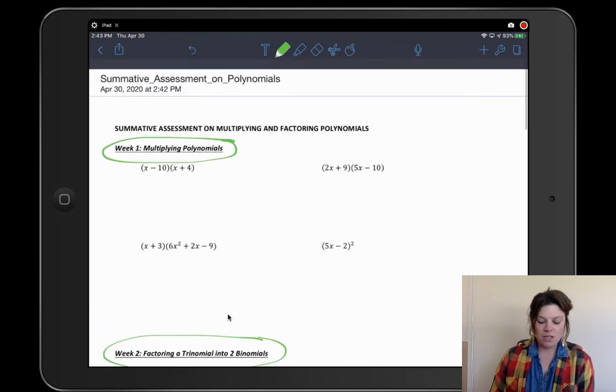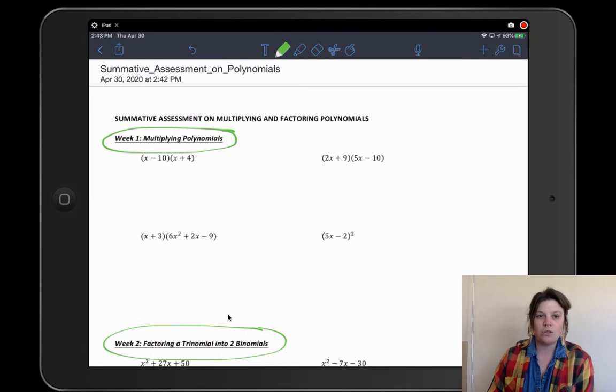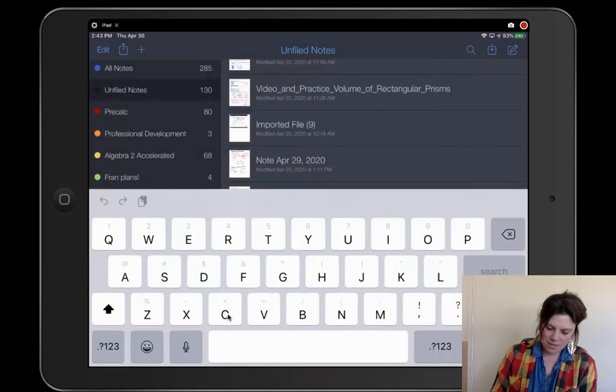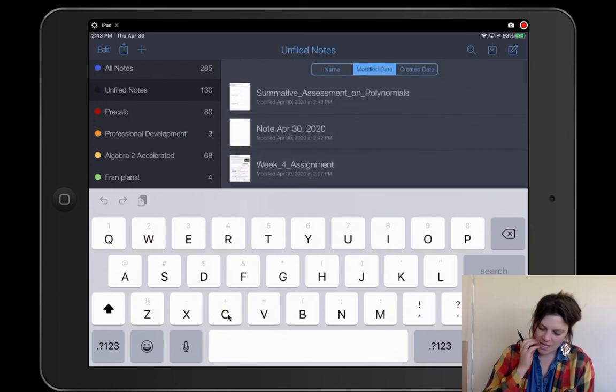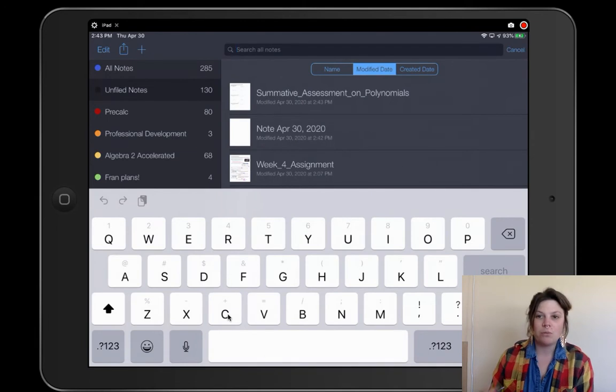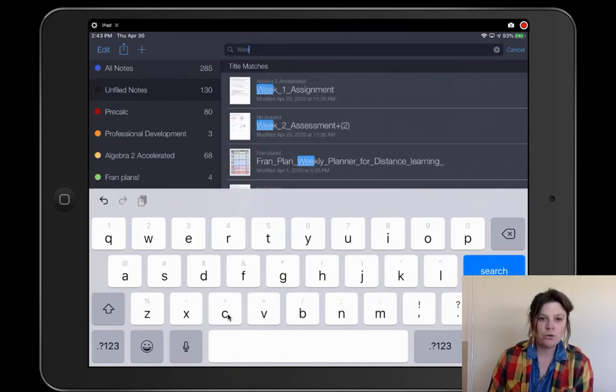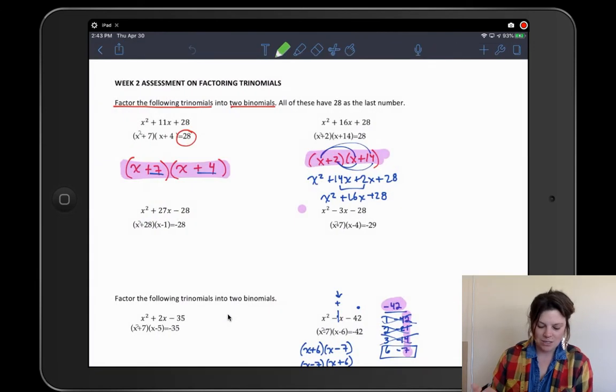So conveniently, you have a notes sheet called Week 1 Assignment. Let's go back and look at the Week 1 assignment and see what it was all about. All right, I'm looking through my Notability. Hopefully you did some stuff on Notability. Maybe you printed it out or did it on notebook paper, in which case you got to look for that. So I'm going to go look for week 2, and as I'm typing into my search bar, I noticed that the week 2 assignment is right there.